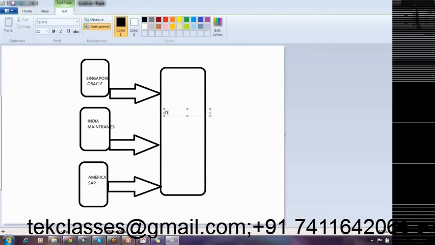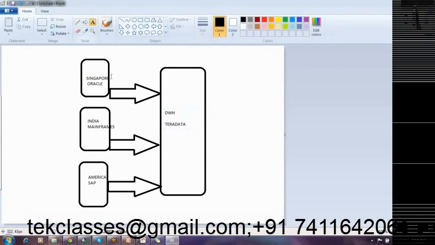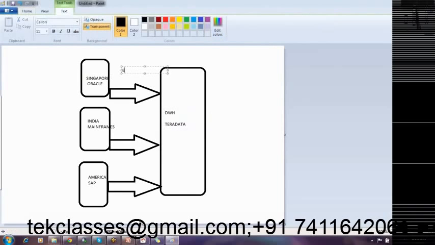So you can think of this as the data warehouse. Assume that this is developed in Teradata. So they have developed the data warehouse in Teradata. This is where, to integrate the data, we are going to use tools called ETL tools.